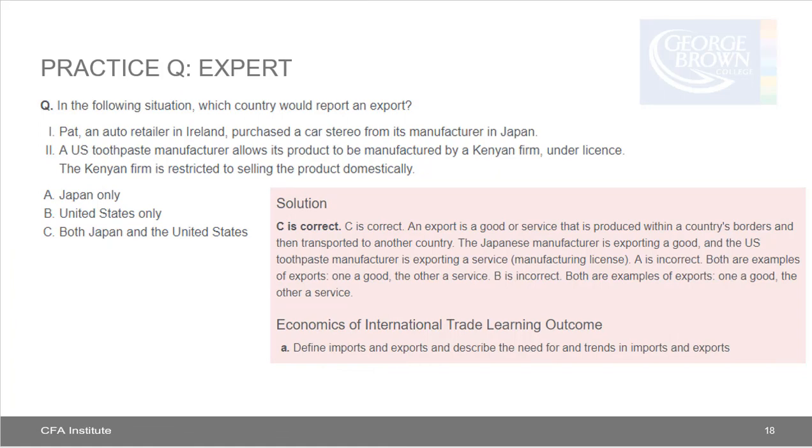So this question was a little bit tricky. The correct answer is C. An export is a good or service that is produced within a country's borders and then transported to another country. So the first one was easy. The Japanese manufacturer is exporting a good, but the U.S. toothpaste manufacturer is exporting a service, a manufacturing license. So that was the key word there. So A is incorrect. Both are examples of exports, one a good, the other a service. B is incorrect because, again, both are examples of exports, one a good and the other a service. So the correct answer is C, both Japan and the United States.